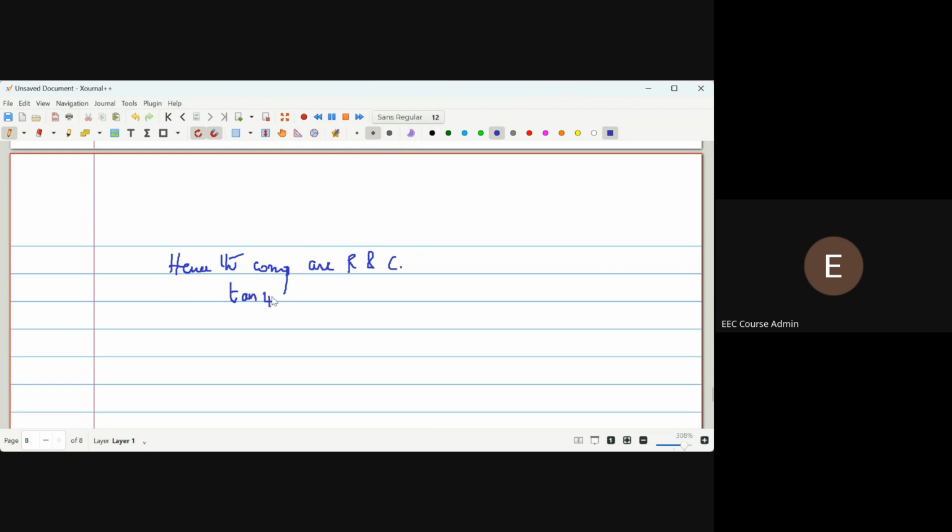So tan of this phase angle, which is 45, tan 45 will be 1 by omega CR. So 1 is your tan 45, so 1 by omega CR is 1. Therefore 1 by omega C is your R.